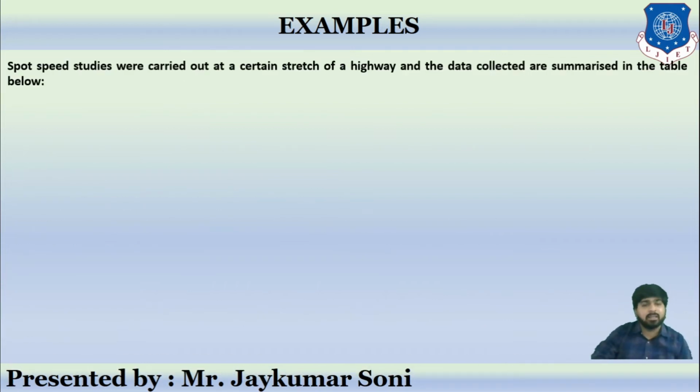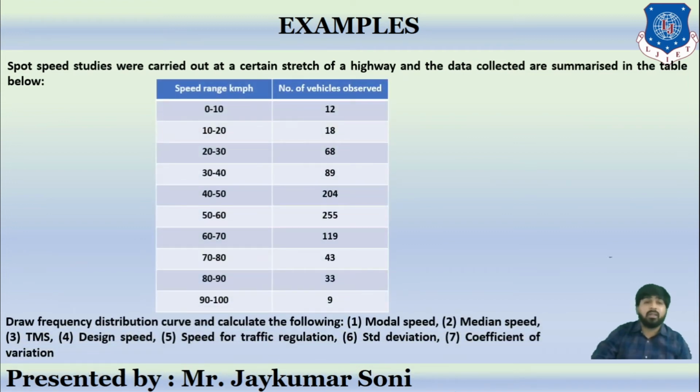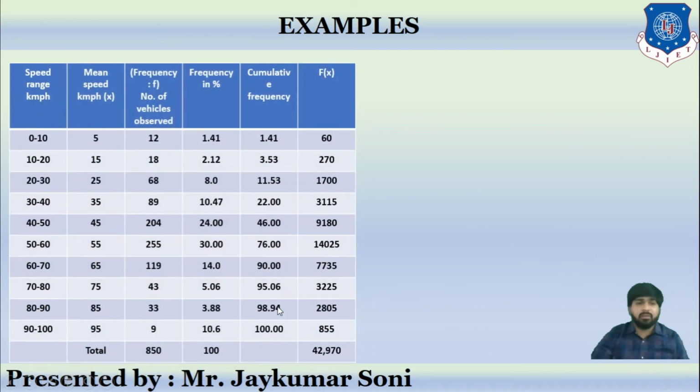Then this is another example. Forget about the first example, the example that I have taught before this. Spot speed studies were carried out. These are the spot speed studies. Now you have learnt about the modal speed, median speed, design speed, standard deviation, coefficient of variation. So what you are supposed to do over here is calculate all these things: modal speed, median speed, time mean speed, design speed, space mean speed, standard deviation, coefficient of variation. So let us learn one by one.